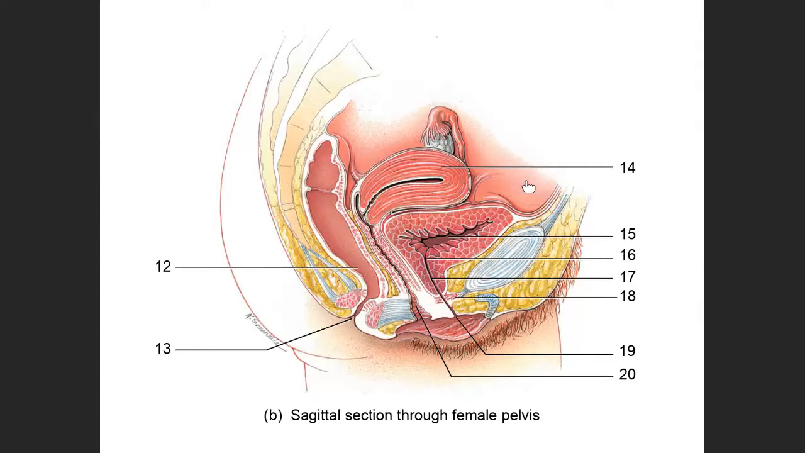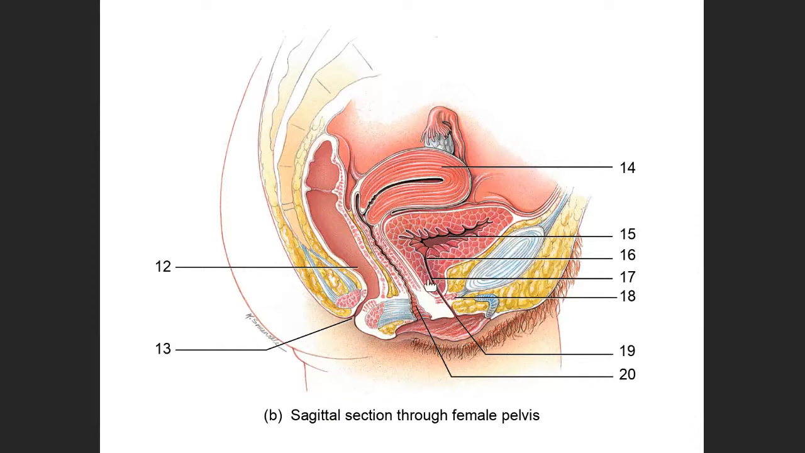And this is female. In the female, you can see number 12, this is the rectum. Number 13 is the anus. Number 14 is the uterus, and here you can see the ovary and oviduct. You have number 15, this is the cavity of the bladder. Pay attention to the location of the bladder and uterus. Then you have number 16. Number 16 is internal urethral orifice.